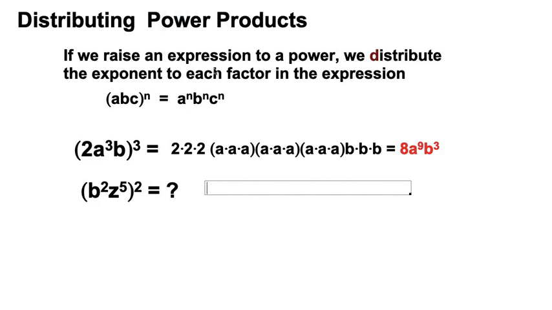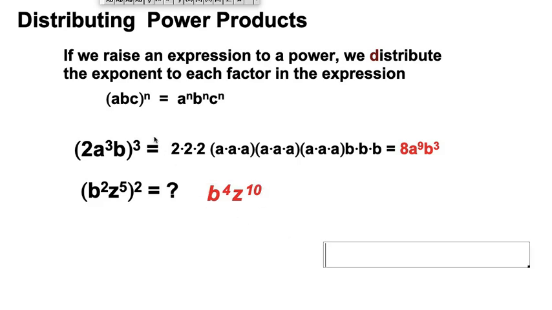So I'm going to put down B, and I'm going to say 2 times 2 is 4. And then I'm going to put in another Z, 5 times 2 is 10. So we're raising a power to a power, and we are distributing.